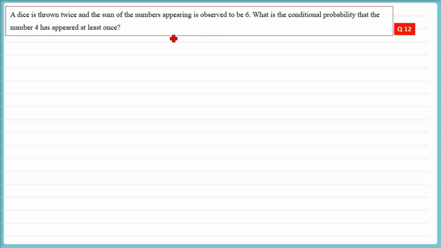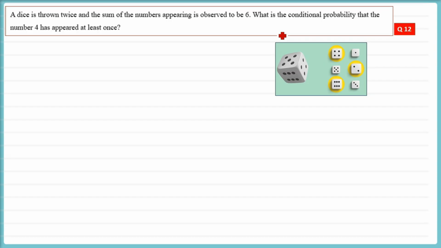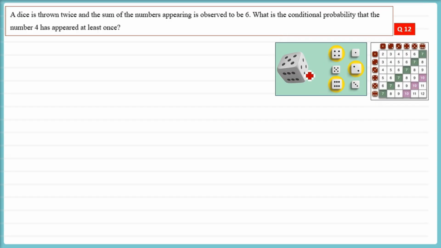What is the conditional probability that the number 4 has appeared at least once? Now again, I am reiterating. A die is a 6-faced cube, with numbers 1 to 6 printed or engraved. So there are 2 dice here. One die 2 times or 2 dice at the same time, the computation remains the same.